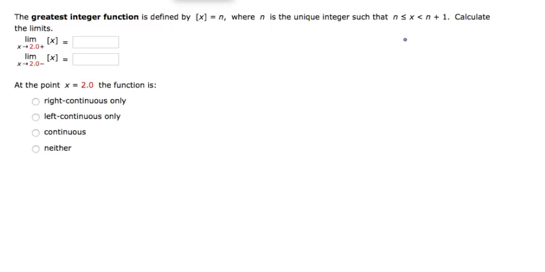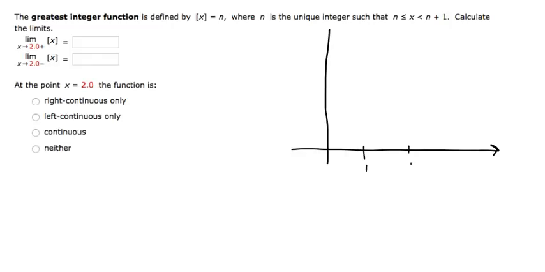Okay, for the limit as x approaches 2 from the left and right, I think it'll be helpful to sketch a graph of the greatest integer function here. So let's make it a little bit large. There's 1, 2, 3. That should be good. 1, 2, and 3. Okay.